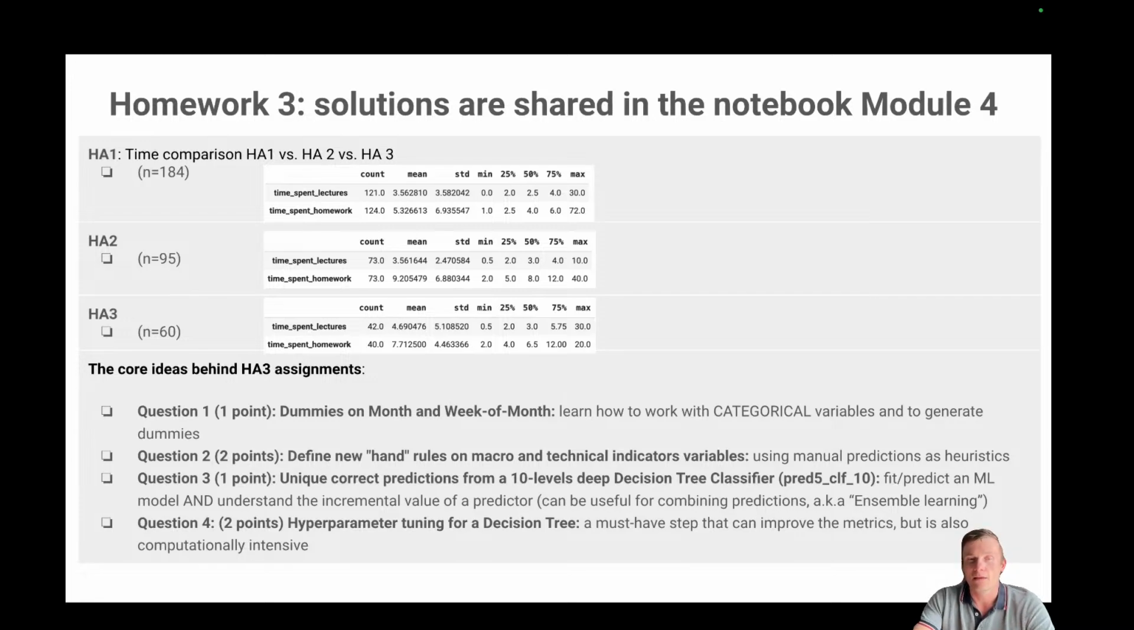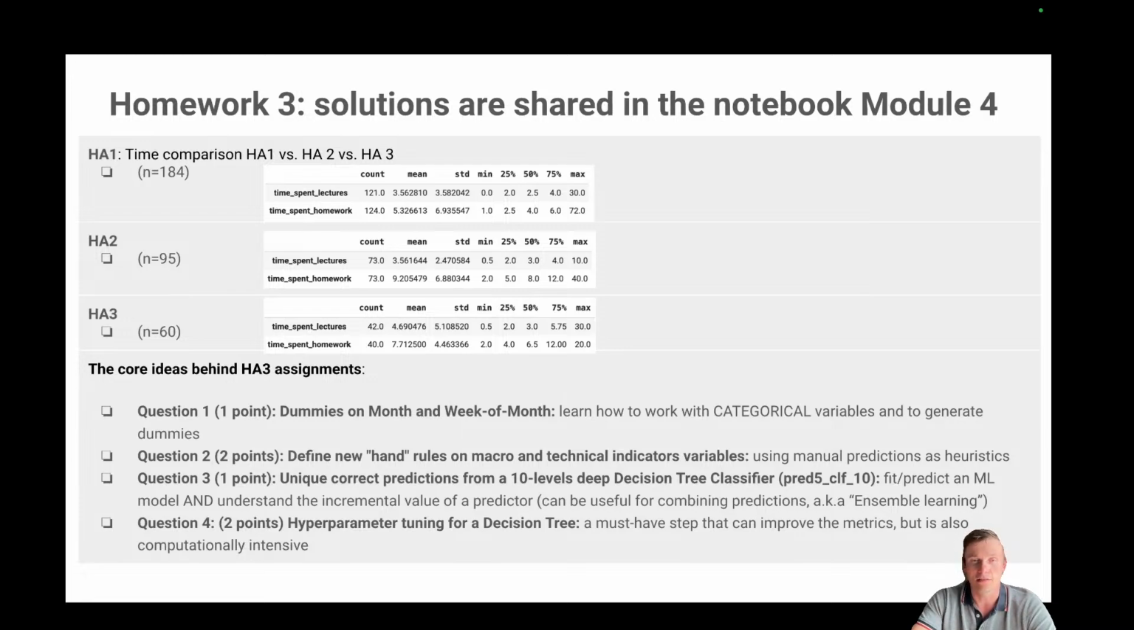That's why you were supposed to find that prediction number 5 gives only one incrementally correct prediction on a test set out of 30,000 examples. But still it is one prediction when only this model was correct. So if you use 10 models like this as additional features, you may increase the overall quality of predictions.